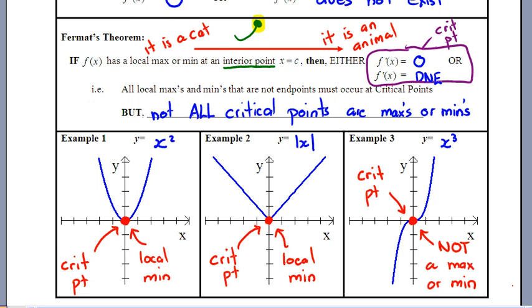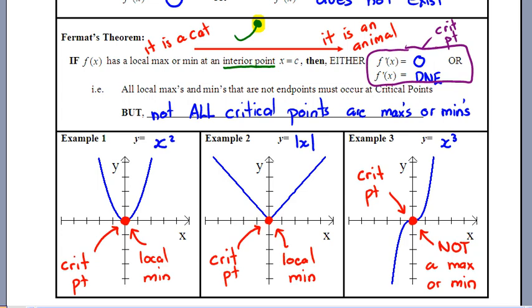It's going to be like, oh, if you want to find cats, then let's start looking for animals. Because if there's going to be a cat, if there's going to be a max or a min, it's got to be an animal first. It's got to be a critical point first. And then once we have a chance to stare at it, we can go and see whether or not it really is a max or it really is a min.